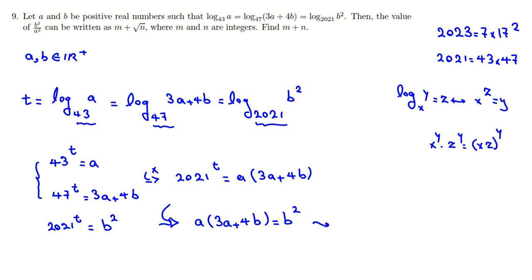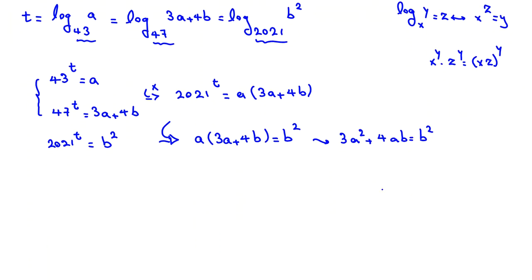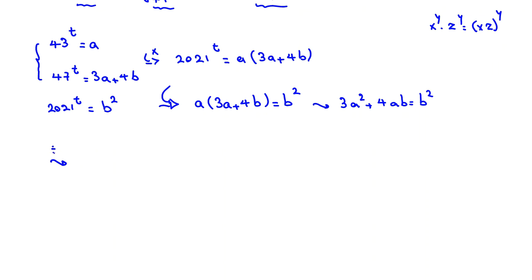So here, if we divide both sides by A squared, let me at first expand this. It will be 3A squared plus 4AB equals B squared. If I divide both sides by A squared, then it will be 3 plus 4 times B over A equals B squared over A squared. If I consider B over A equal to c, so let's see what we have. It will be 3 plus 4c equals c squared.